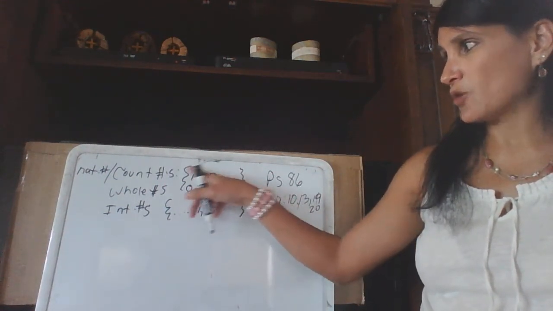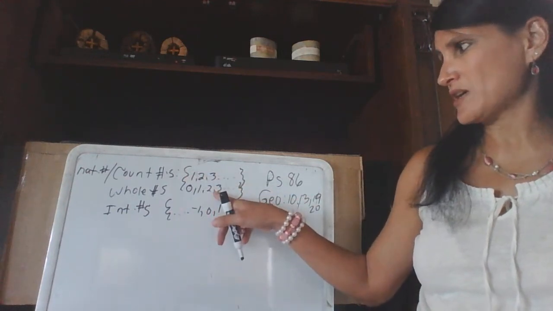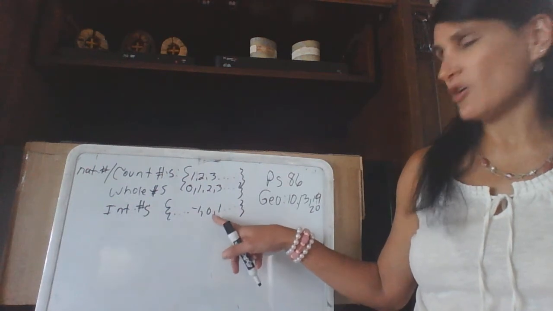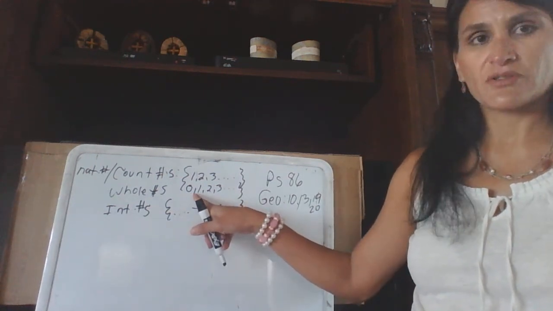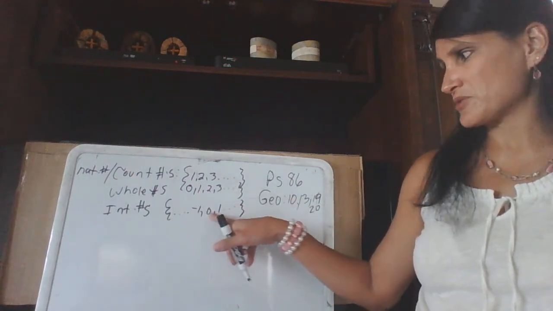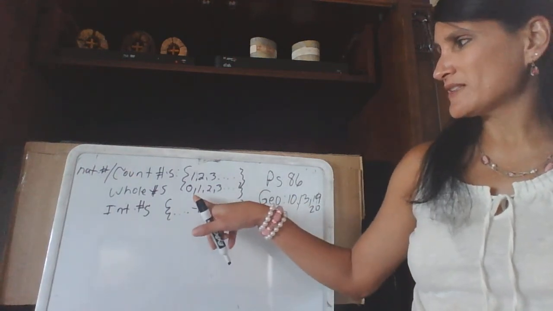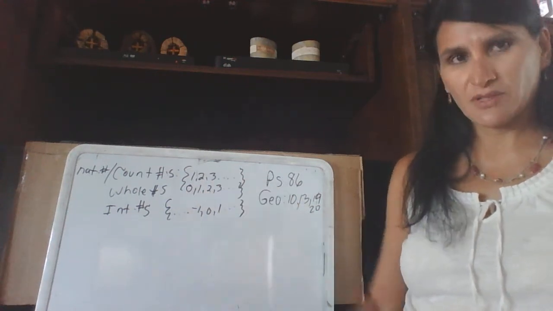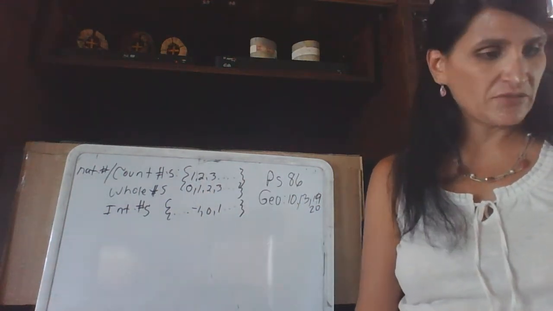So I could say all of my counting numbers are whole numbers. All of my whole numbers are integers. But you cannot say all of my integers are whole numbers, because only some of your integers are whole numbers, only the number 0 and going on. And you can only say that some of your whole numbers are counting numbers, because 0 is not a counting number. So you have to be careful how you read that.